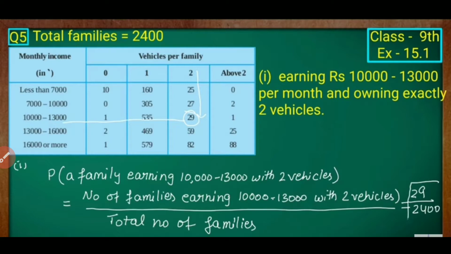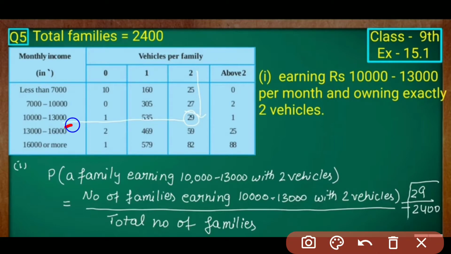So how do we write the probability for a family earning 10,000 to 13,000 with two vehicles? Here again, this is the content 29, which is the number of families with two vehicles in the 10,000 to 13,000 range, and the total number of families we have here is 2400. So divide by the total number of families, which gives you 29 divided by 2400. This was condition number 1.